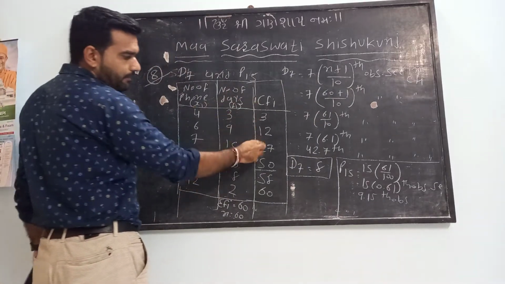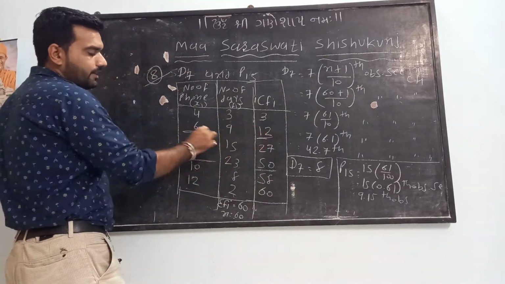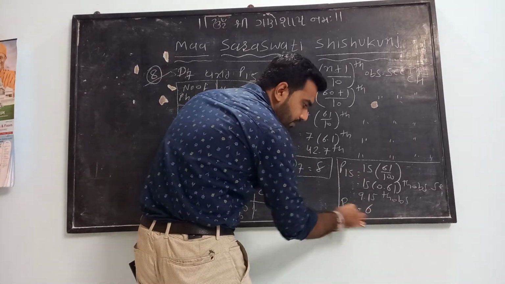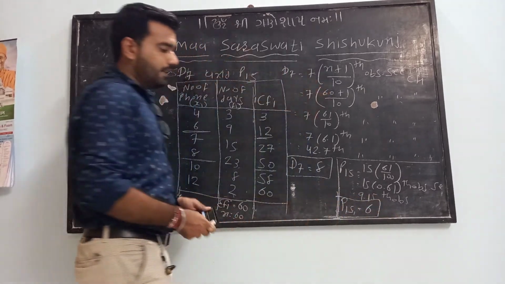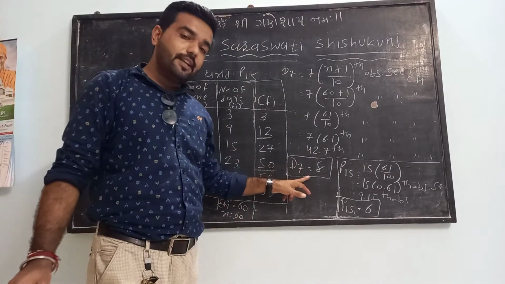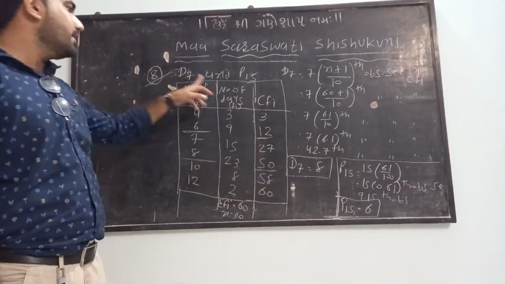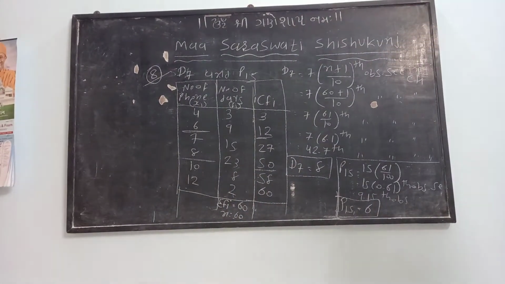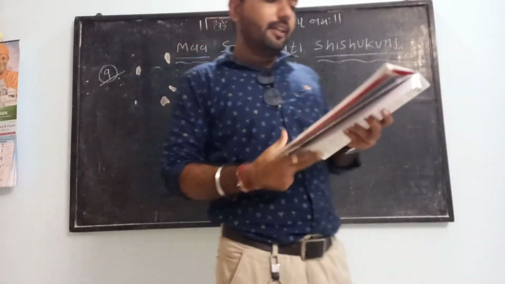So here 9.15 means 12. The answer observation is 6. So P15 is equal to 6. Our answer is 6. So D7 is equal to 8 and P15 is equal to 6. We are done with example number 8. Okay. Now example number 9.